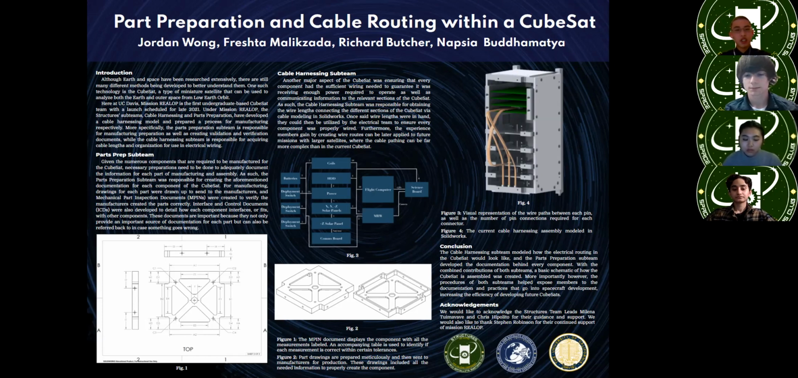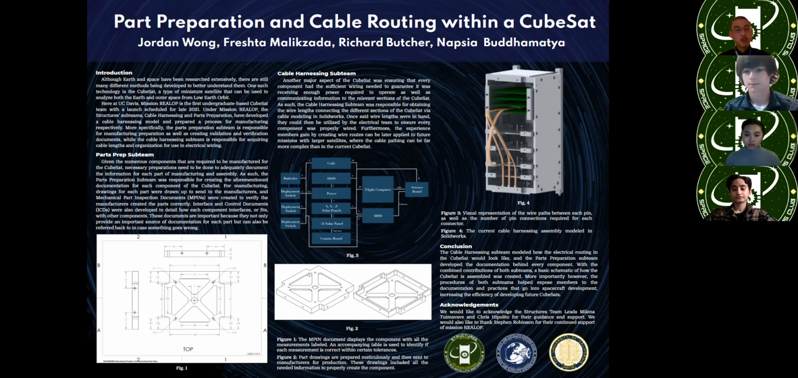So these parts drawings need to be very particular. They need to have the information that a manufacturer would need in order to manufacture our part correctly. So for example, things like dimensions, angles, arc lengths, and tolerances as well, among other things.